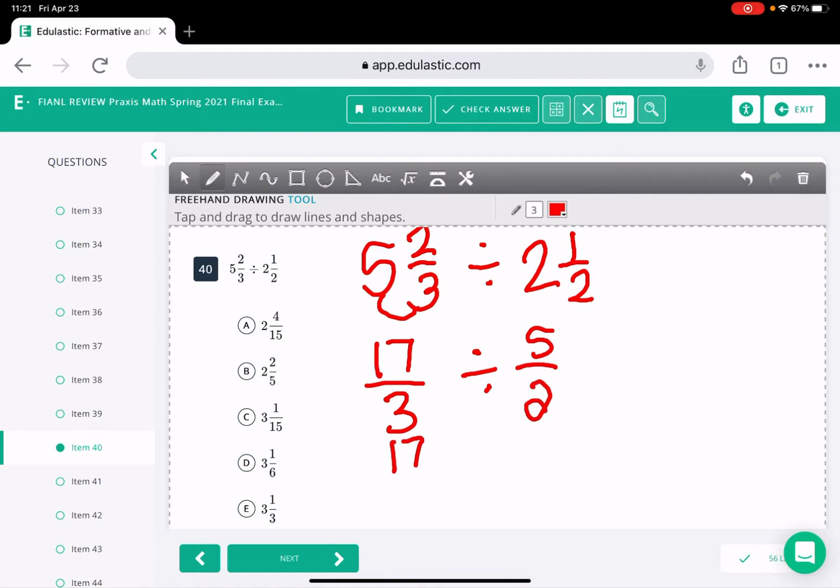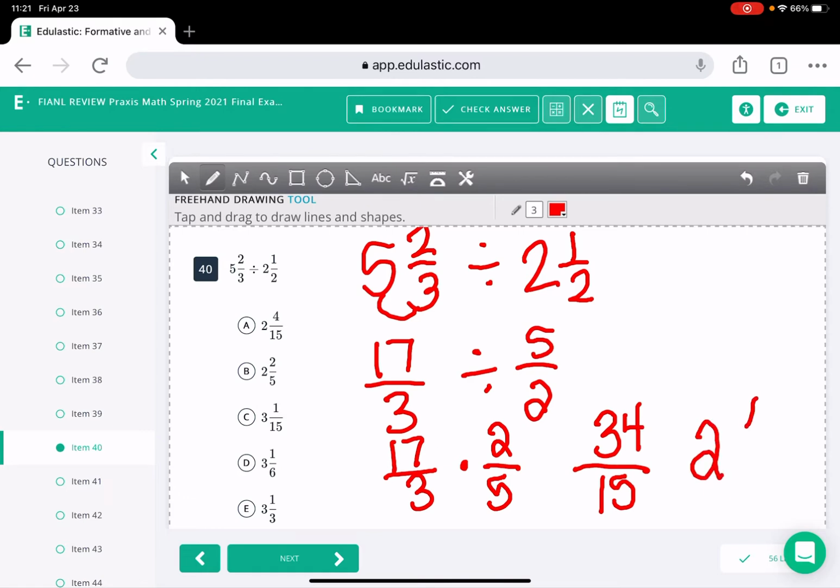And when I divide by a fraction, I'm really multiplying by the reciprocal. So 2 times 17 is 34. 3 times 5 is 15. So then we say, how many times can 15 go into 34? 15 can go into 34 2 times with 4/15 left over.